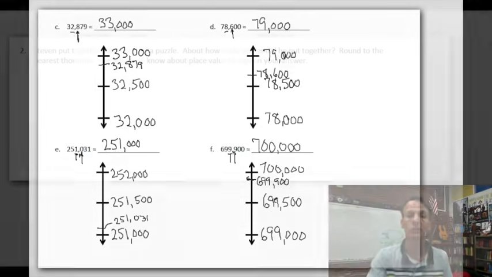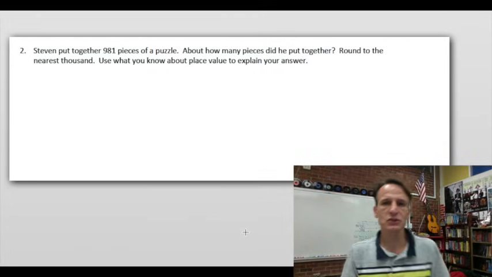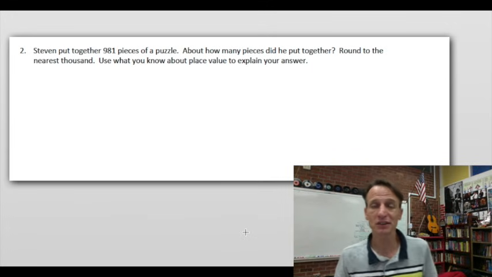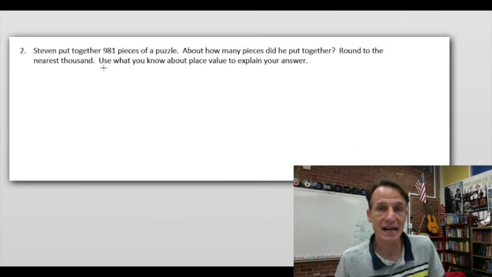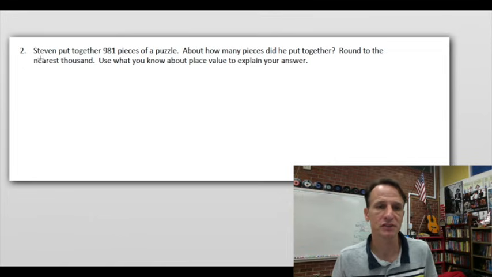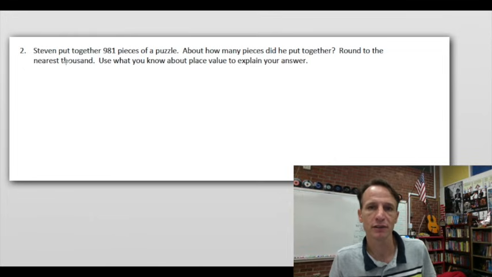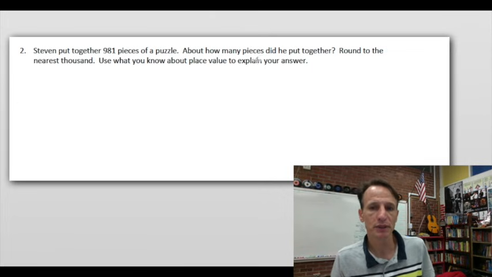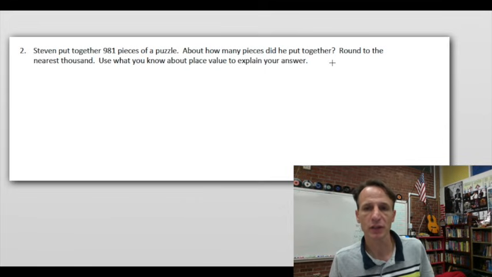Let's go on to number 2. And number 2 takes us to our old favorite, these word problems that are the way we really deal with the math of life most often. So we have Stephen. What's up, Stephen? Put together 981 pieces of a puzzle. About how many pieces did he put together is our question. Round to the nearest thousand.